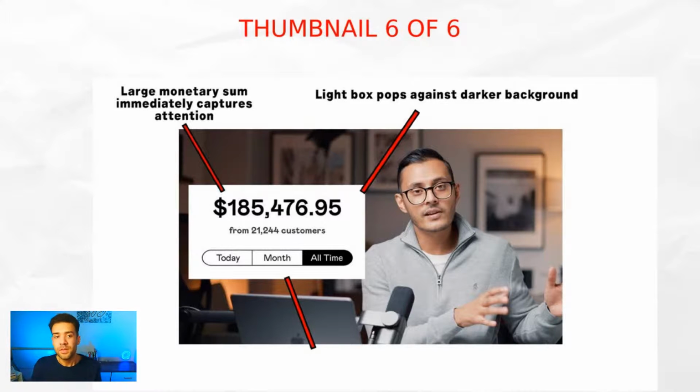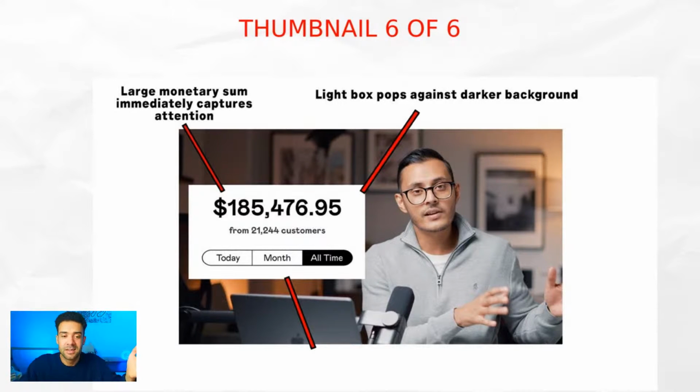Next up, he's used that monetary figure in a light box. It's got that white light box that it's sitting on top of, and the white box is set against a dark background. And the fact that you've got light on dark, there's a contrast between tones, light and dark. So it makes that box pop out way more. That contrast makes it stand out so much, and it brings even more attention to that monetary number.